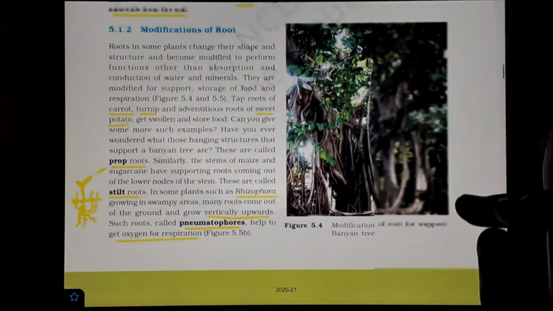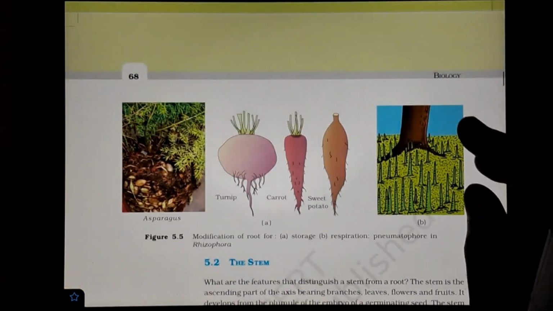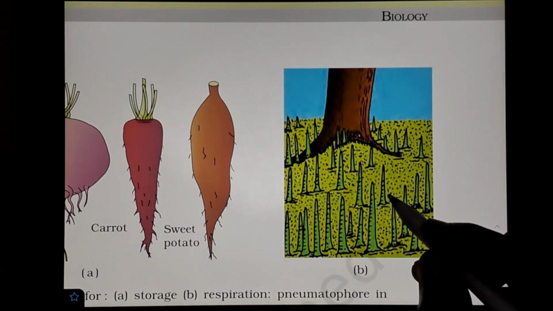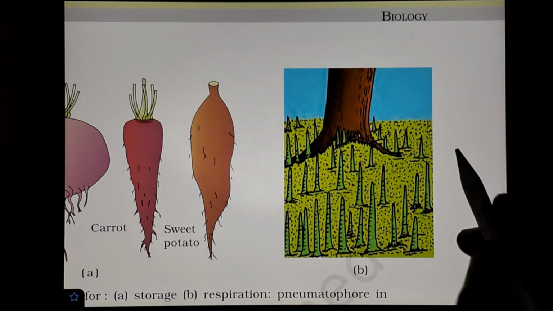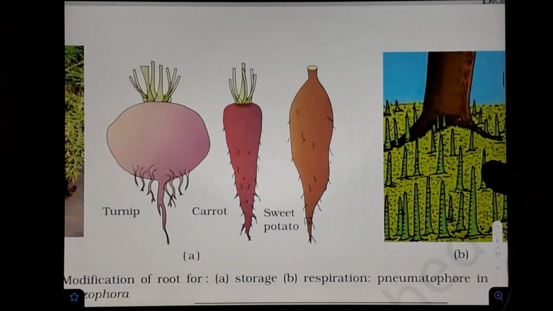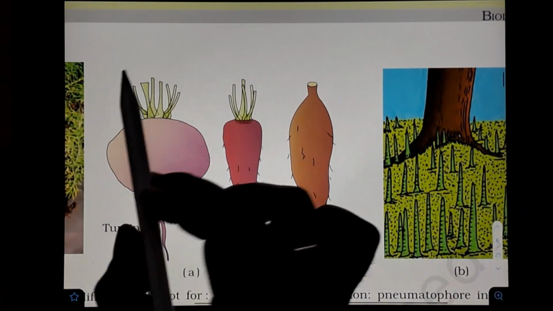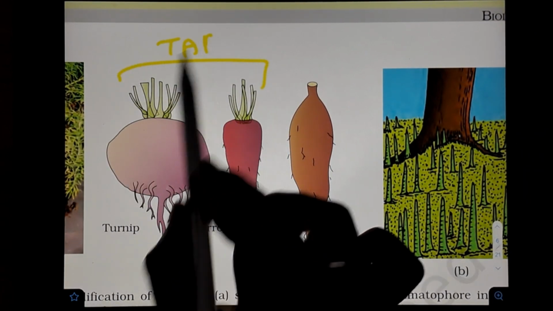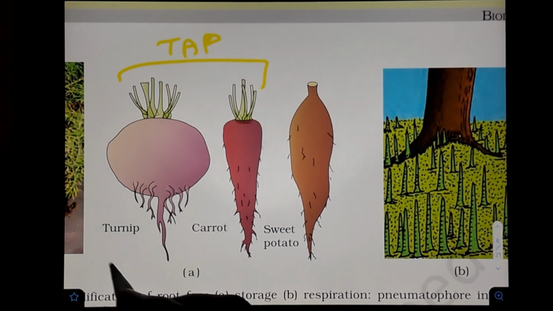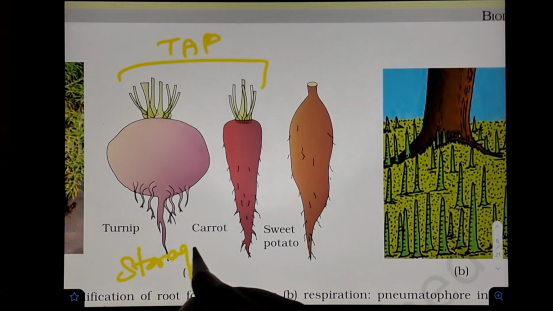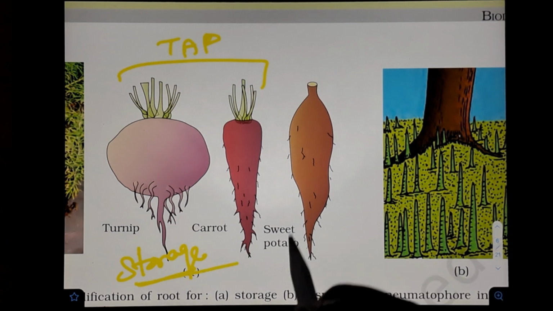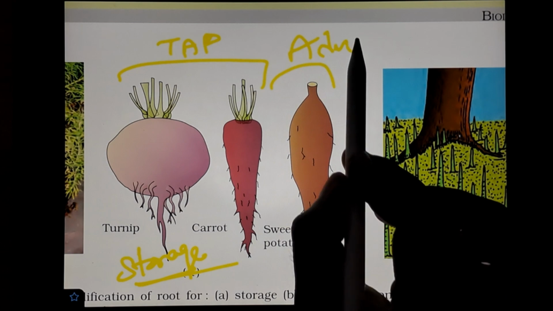Okay, like this. In swampy areas, the roots grow upward, vertically upward. I think this is the only exception. Here you can see this. These two belong to the taproot system, and in taproot they are modified. The turnip and carrot are modified for storage of food, and this sweet potato is also modified for storage, but this comes under adventitious root.